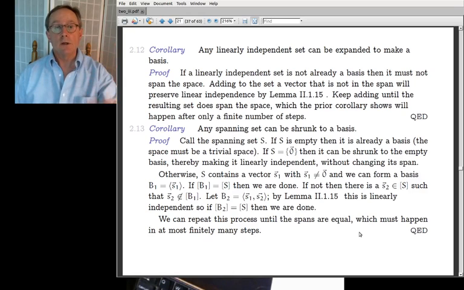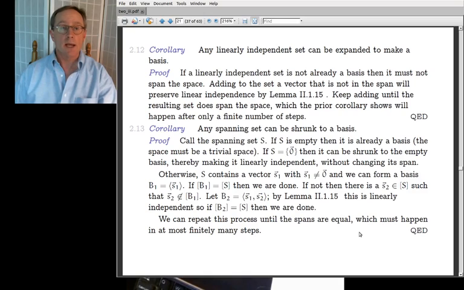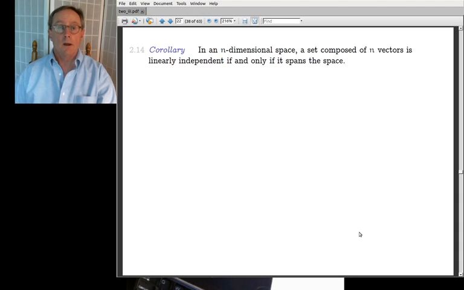Okay, so this idea that there's a limit to what you have to throw in, because there's a limit to what it takes to make up a basis, is key for both of these results. And then finally, in an n-dimensional space, a set composed of n vectors is linearly independent if and only if it spans the space. So if you have an n-dimensional space, and you have a linearly independent set with n vectors, you don't have to check span. Or in an n-dimensional space, if you have a spanning set with n vectors, you don't have to check independence. You get independence for free.